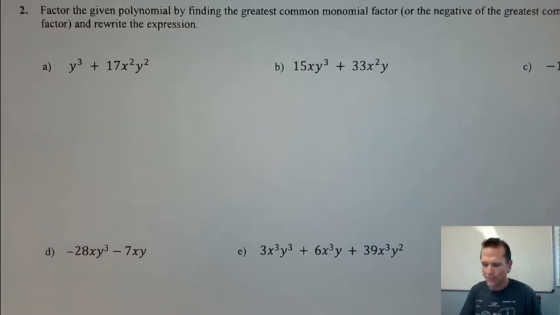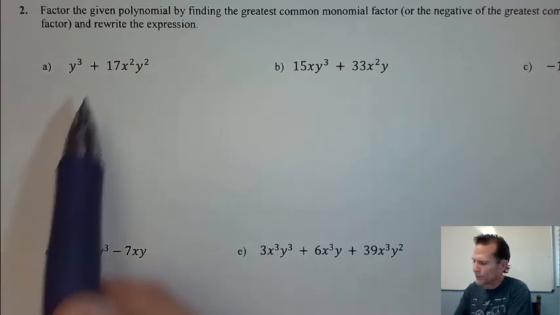All right, moving on to number 2 in 11.1. What we're going to work on here is we're going to find the greatest common factor, and then we're going to pull this greatest common factor out front of the polynomial. So it's the reverse of the distributive property, and we're rewriting the problem as a multiplication problem.